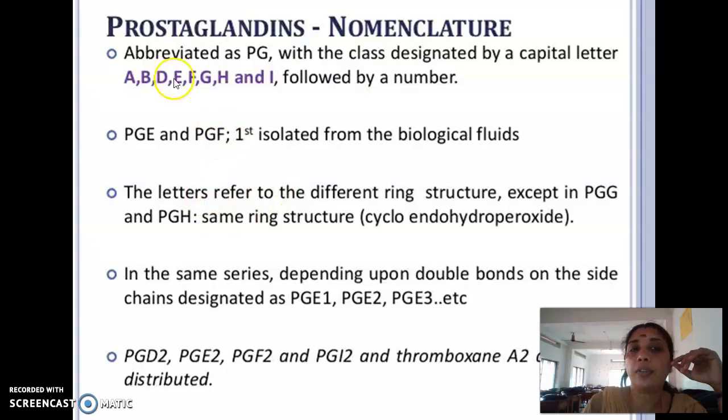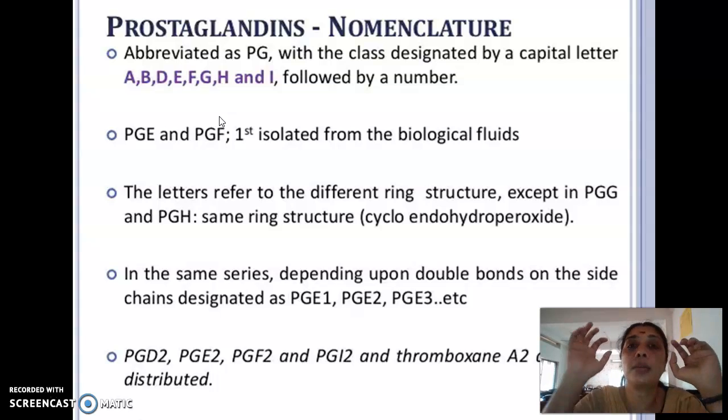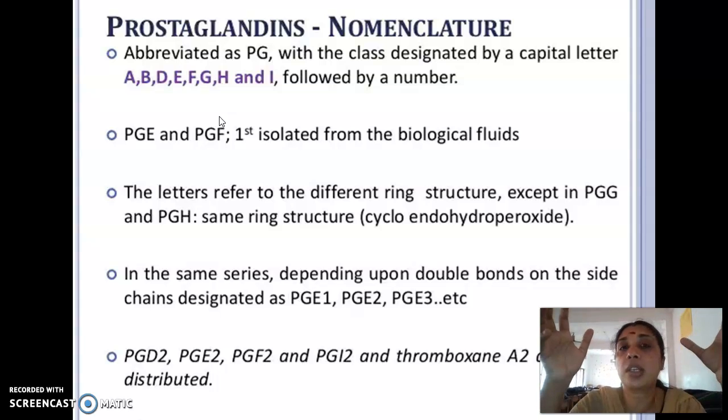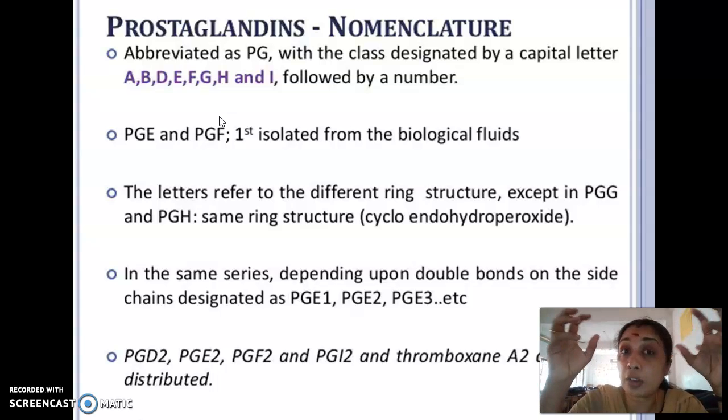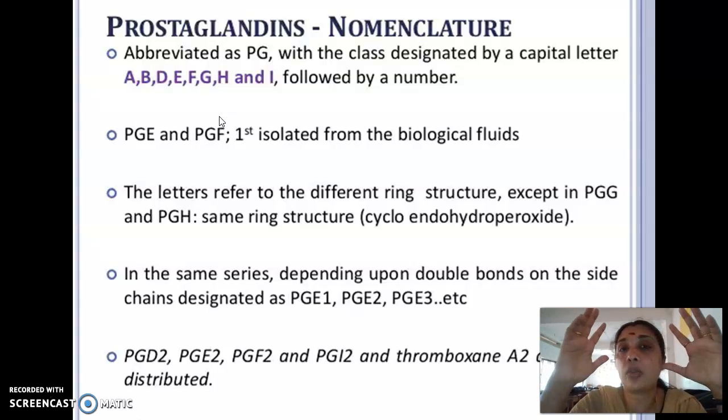And why we have differentiated different prostaglandins is based on the type of the ring system. We have said that the icosanoids commonly have an isoprenoid side chain, which is starting from C1 to C20. In the case of prostanoids, they share common features like the presence of a cyclopentane ring system. Then in the case of prostaglandins, they are having a cyclopentane ring system.